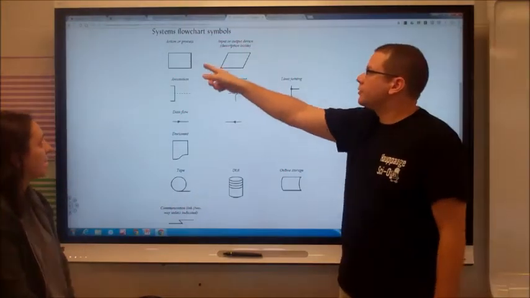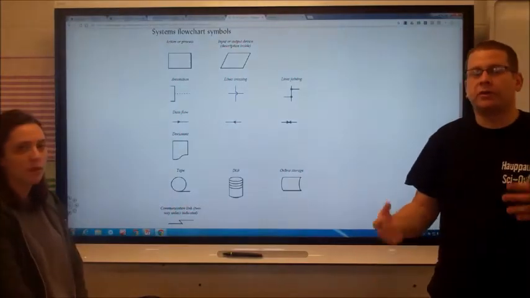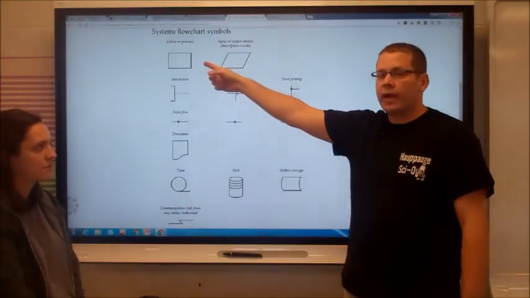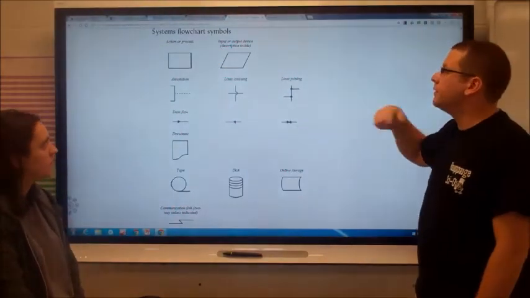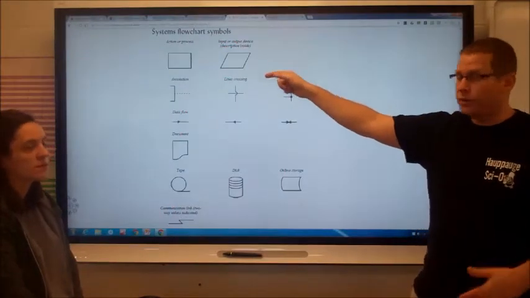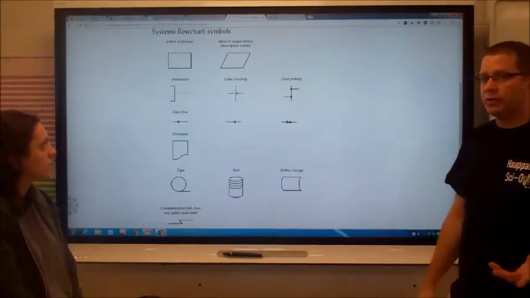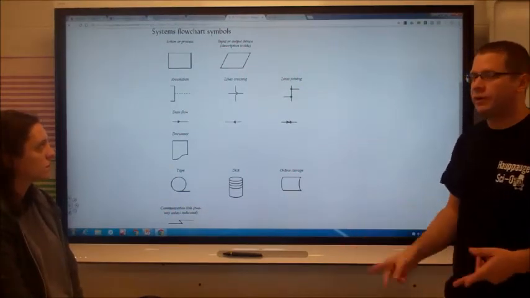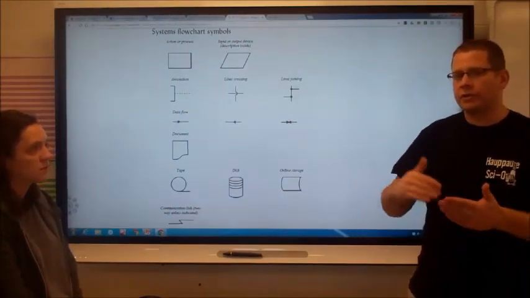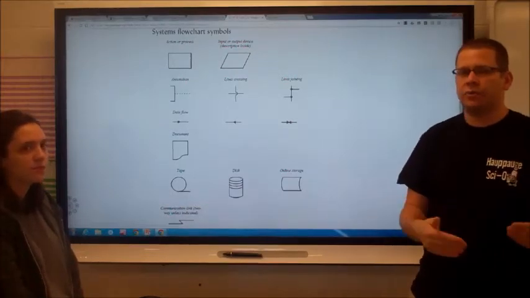For example, for your action or process, if the computer is calculating something, you're going to write in the word calculate inside that box. If it's a keyboard you're putting input into, you would write in here keyboard. Now the lines crossing and lines joining are two different things. Lines crossing mean that those lines cross each other, but no data is shared between them.